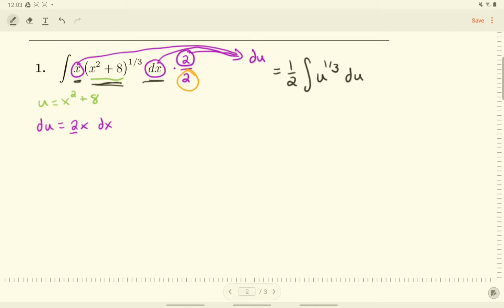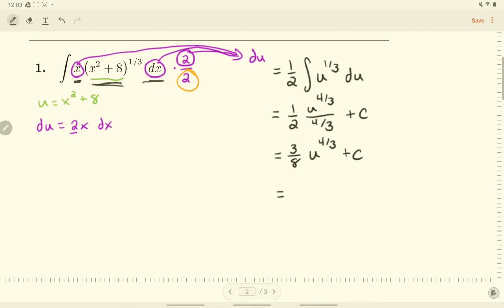All right, now this is just the reverse power rule. So we add 1 to the exponent, divide by that new exponent, and put our plus c. Okay, to divide by a fraction, we need to multiply by the reciprocal. So we get 3/8 u to the 4/3 plus c.